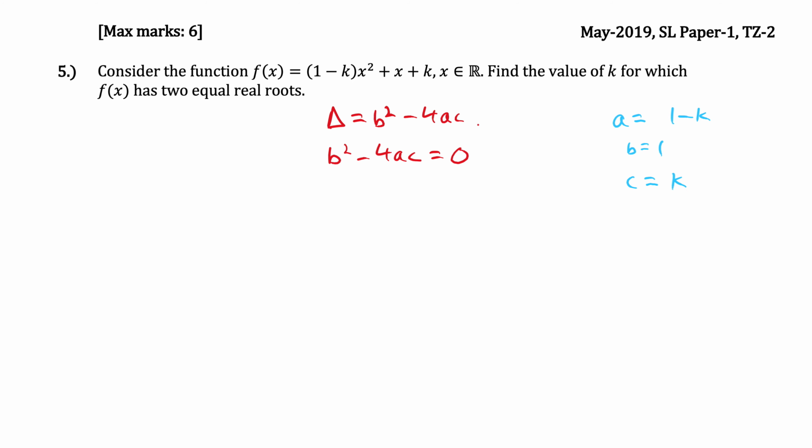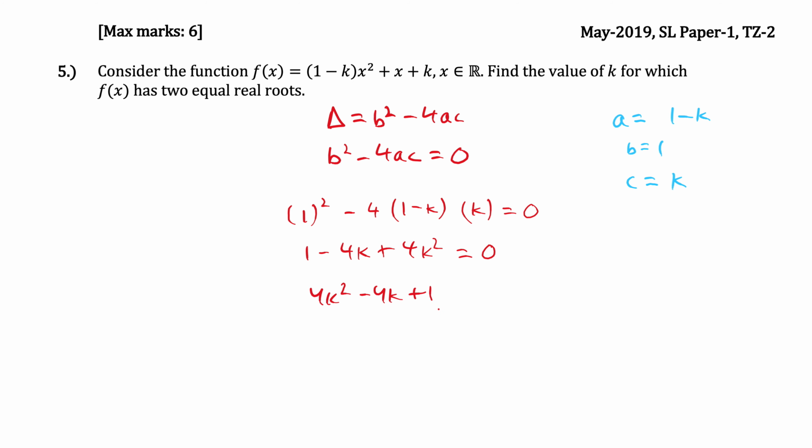So now let's plug in these values in the discriminant. So we have 1 squared minus 4 times a, which is (1 minus k), times c, which is k, and this is equal to 0. Now let's expand the brackets. So this will be 1 minus 4k plus 4k squared equal to 0. So now I'm going to rewrite this in the form 4k squared minus 4k plus 1 is equal to 0.